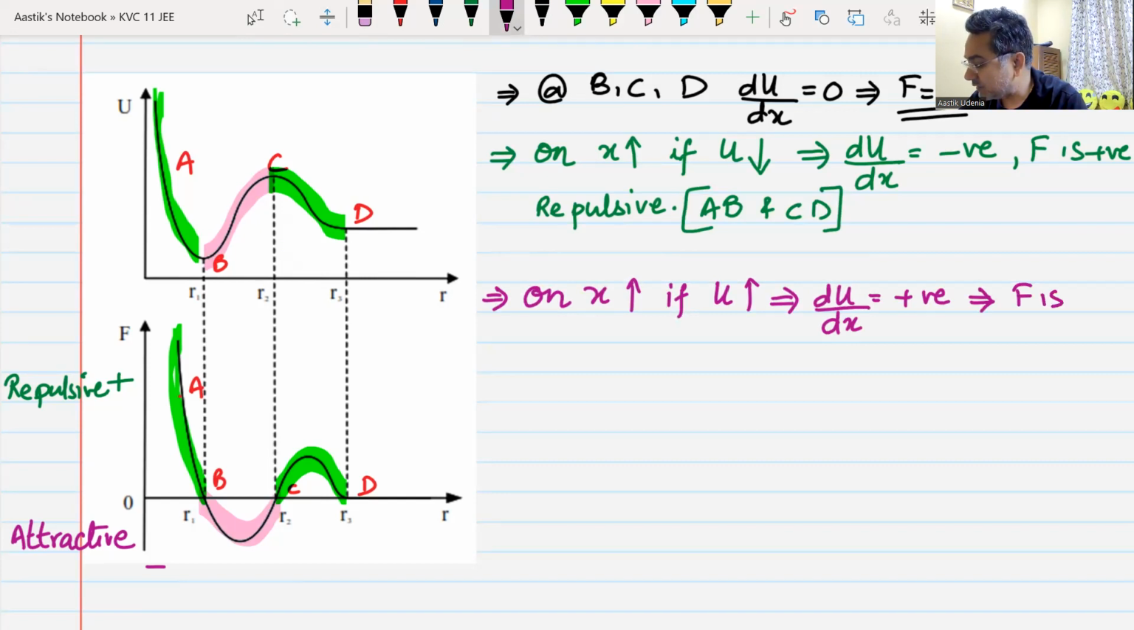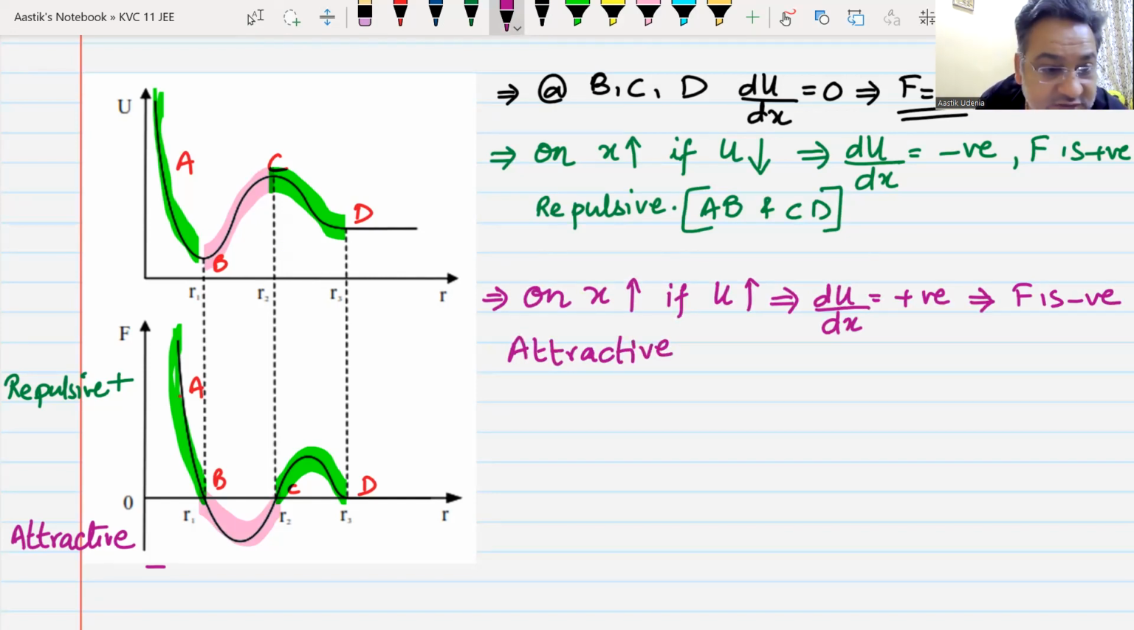That means F is negative. In that region, the force is attractive. This is represented by the region BC of the graph. In the region BC, we see this thing happening, and that is where the force is attractive. I'll give you 2 minutes to note this down. I hope everyone has understood this.